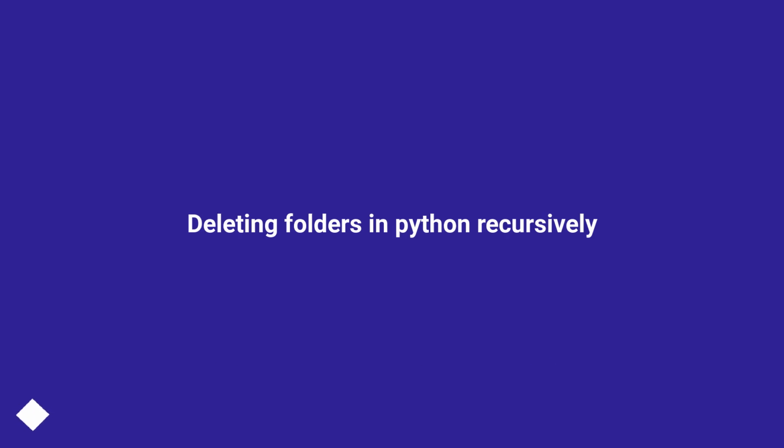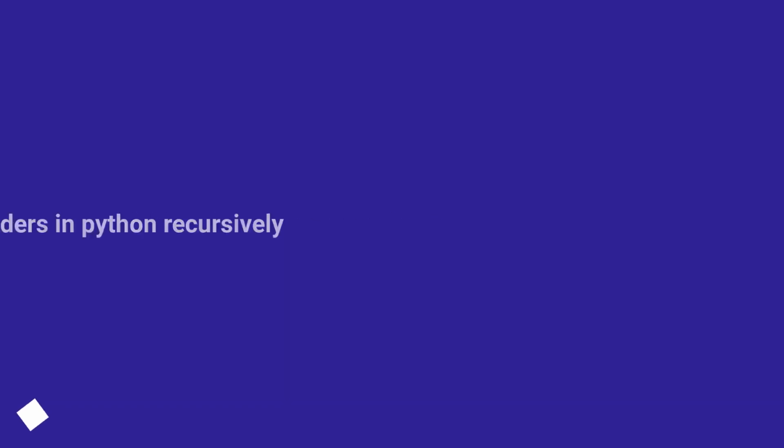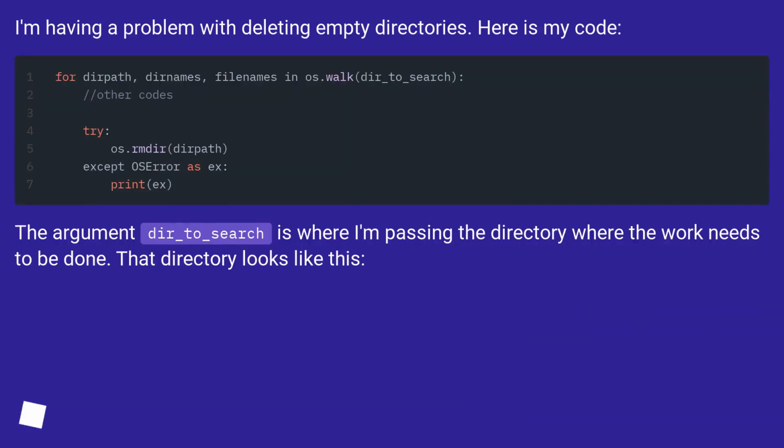Deleting folders in Python recursively. I'm having a problem with deleting empty directories. Here is my code. The argument dir_to_search is where I'm passing the directory where the work needs to be done. That directory looks like this.